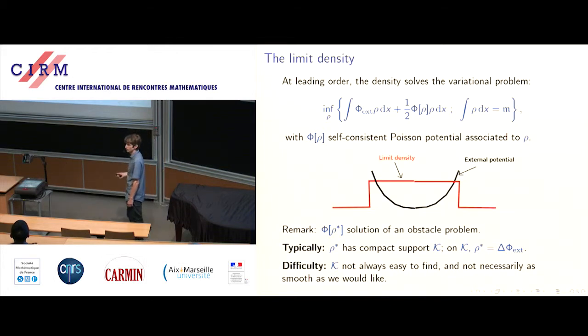For the mathematics we need to do later on, we need some regularity on this boundary, and it's not so easy to ensure that the boundary of the support of the limit density is as smooth as we would like. A small side remark that could be useful is that you can transform this problem into an obstacle problem, which is a classical free boundary problem for elliptic PDEs, and that could be useful.